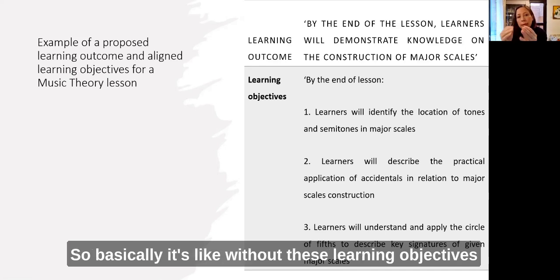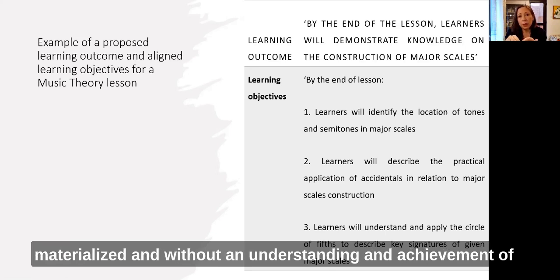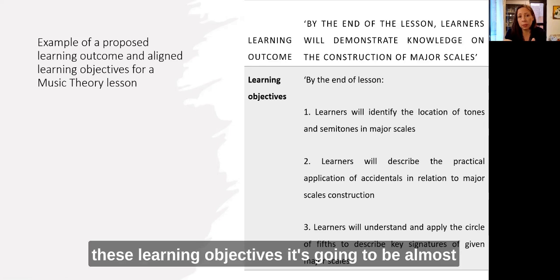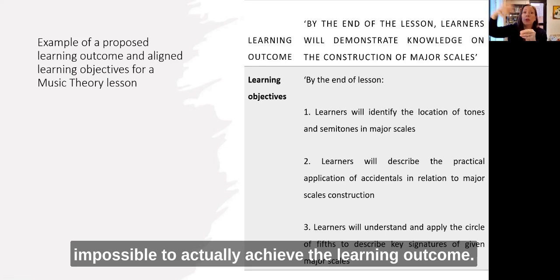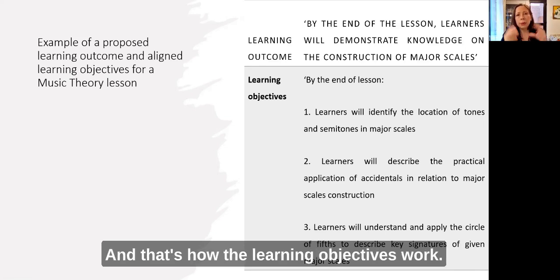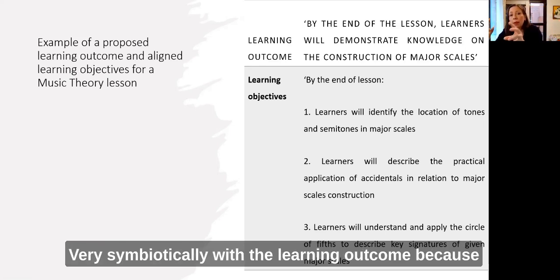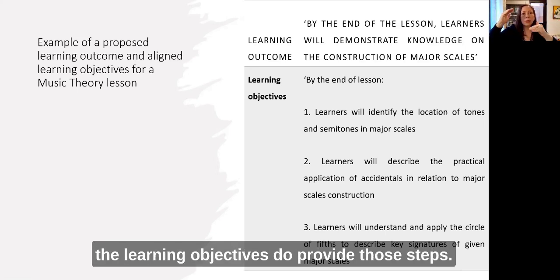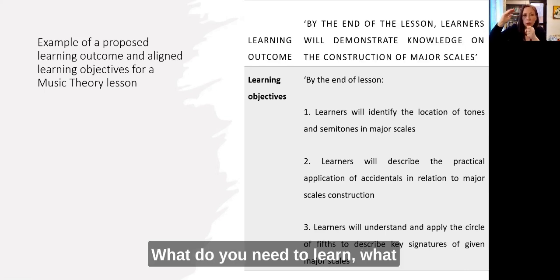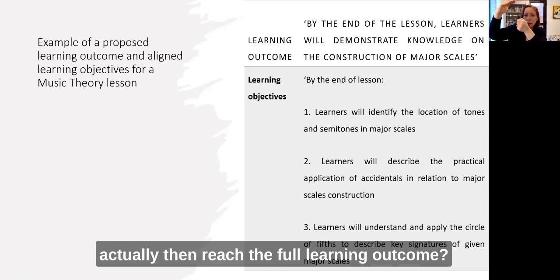So basically, without these learning objectives materializing, and without an understanding and achievement of these learning objectives, it's going to be almost impossible to actually achieve the learning outcome. And that's how the learning objectives work very symbiotically with the learning outcome, because the learning objectives provide those steps. What do you need to learn, what you need to master before you can actually reach the full learning outcome.